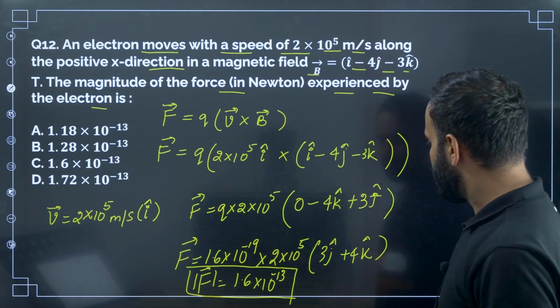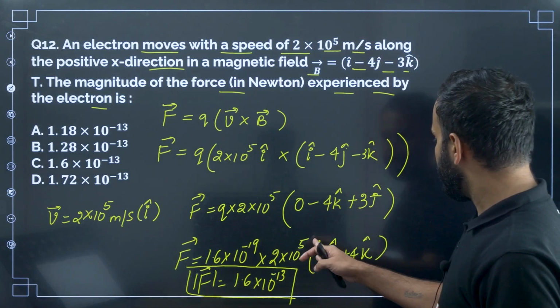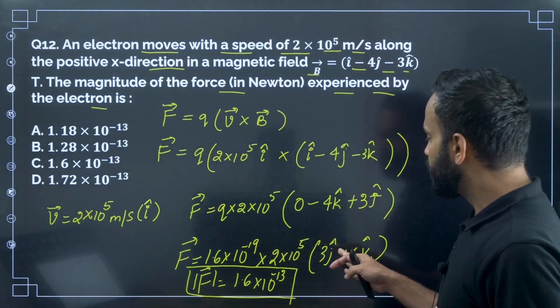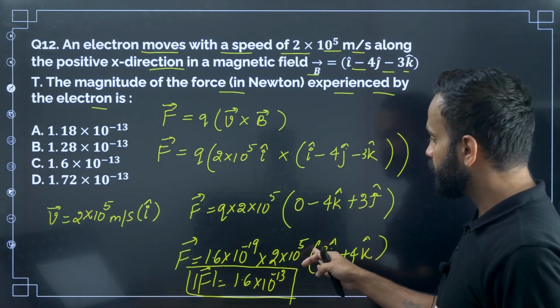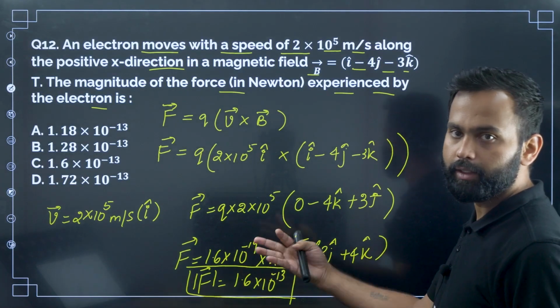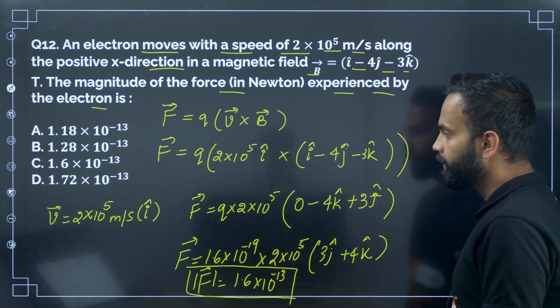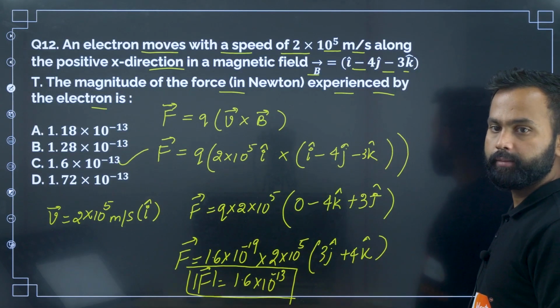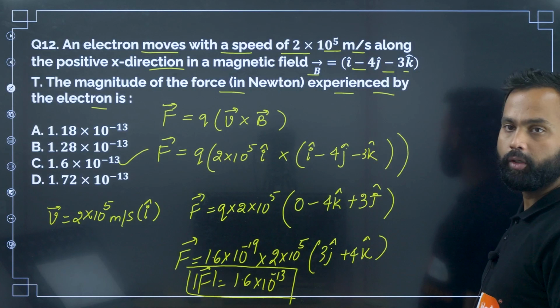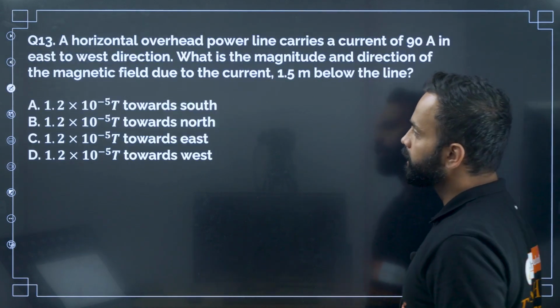Okay. So anyway, if you take the magnitude of 3j cap plus 4k cap, it is 5, right? 5 into 2 is 10. 10 into 10 to the power 5 is 10 to the power 6. 10 to the power 6 into 10 to the power minus 19 is 10 to the power minus 13. Okay. The correct option is C. Understood? Yeah. So solve this. Next question, question number 13.